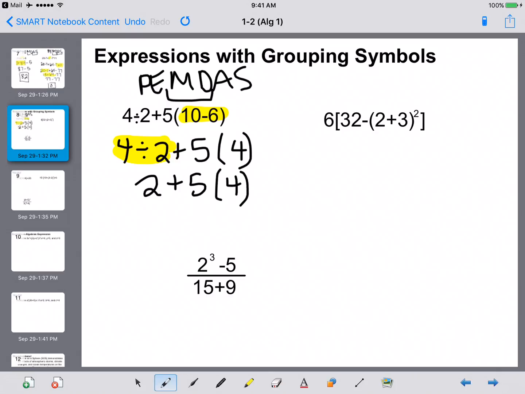When you see a number without a symbol next to a number in parentheses, that means multiplication. So this 5 parenthesis 4 means 5 times 4. So we're going to bring down our 2 plus. 5 times 4 is 20. And then 20 plus 2 is 22.